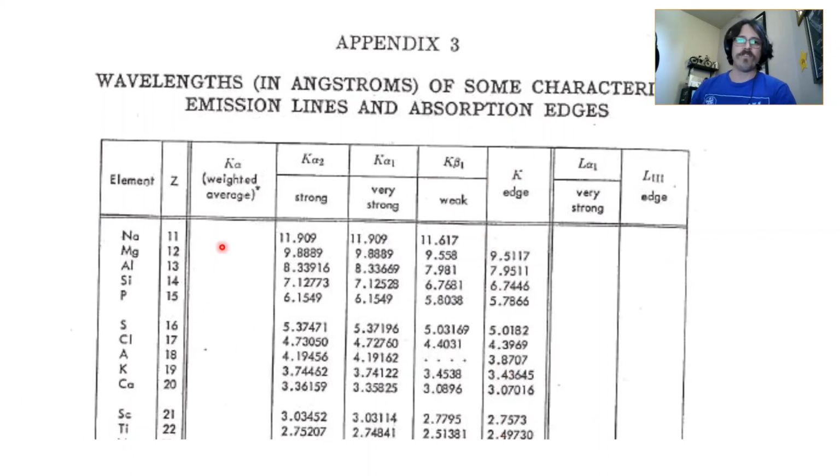And note, we don't have the weighted average for everything. So not every material gives a discernible K alpha doublet. So if you look at these numbers, it's not really worth it to try to weight it out.